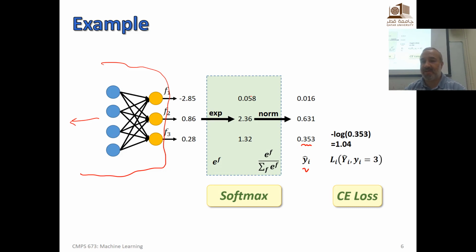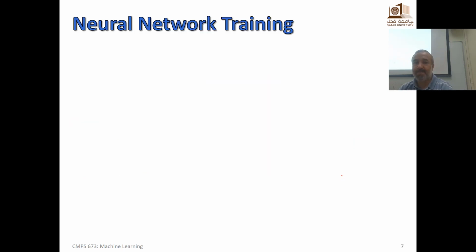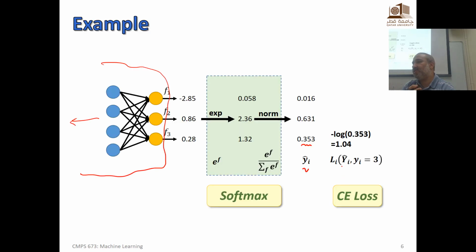Okay, so this is, as we said, called cross entropy loss. Right. Now, where is training? We know how to compute the loss, right? How is that used in training? Exactly. What we minimize is that loss. We want to minimize the loss function. We want to find the parameters of the network that will make the loss function minimal.